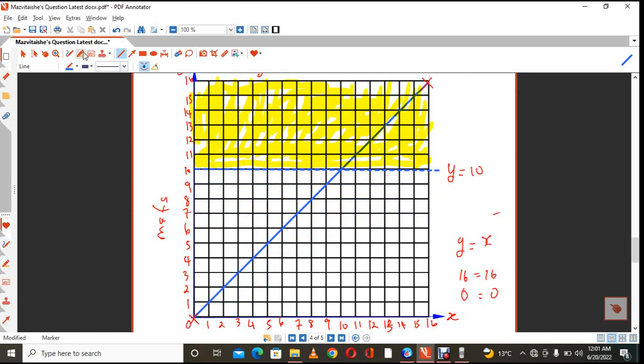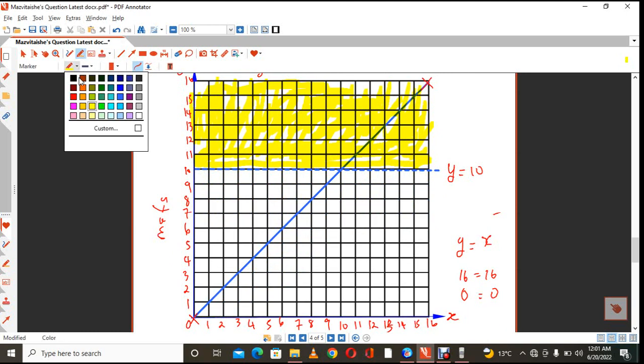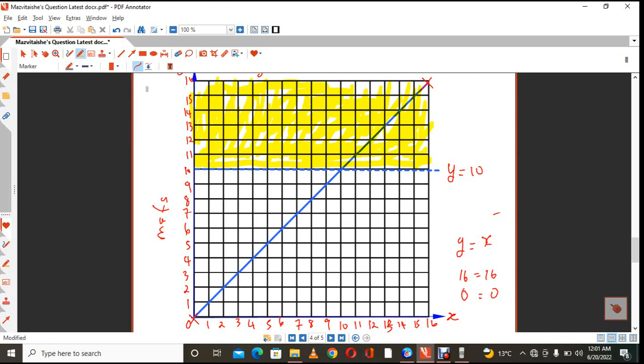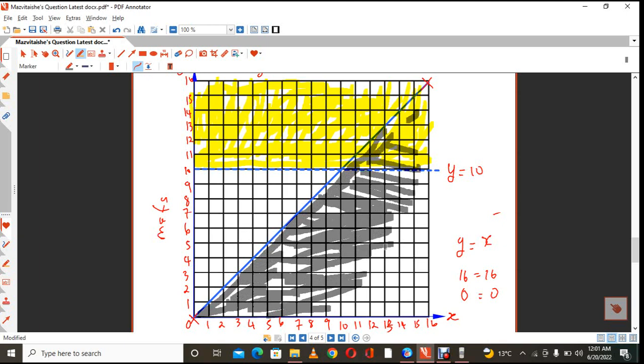So we shade the unwanted region, and the unwanted region that we are going to shade will be below the line. So we are going to shade this region here. This region is our unwanted region, because it represents everything that is below, which is not what we are looking for. Okay, so that part is already shaded, in a solid line.